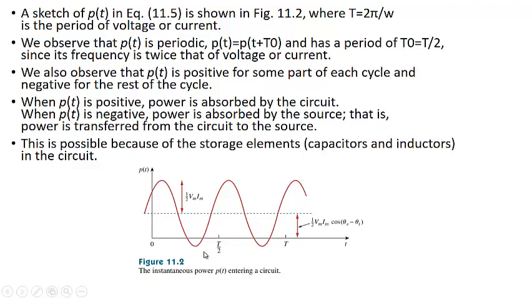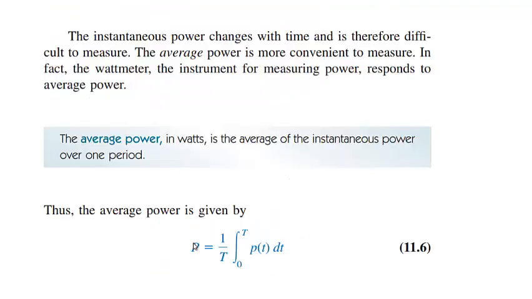And in the case of capacitors and inductors, the positive part and negative part will be equal. You'll never see a case where the negative part is greater than the positive part. And if the positive part is greater than the negative part, that means net power is actually absorbed by the load. There will be some resistance which absorbs the power. So that is the usual case.